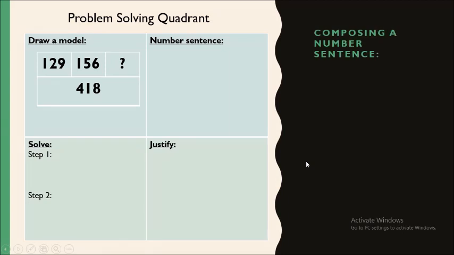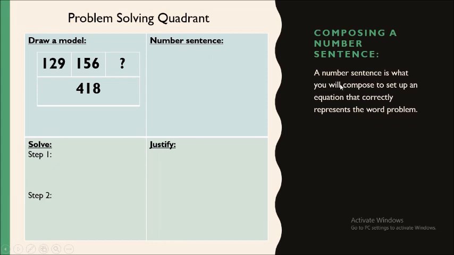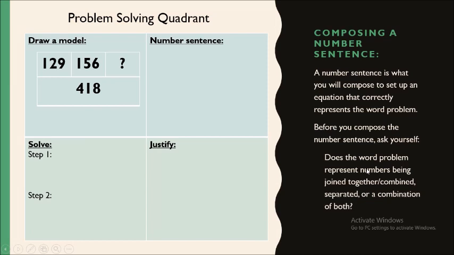Next, we are going to be composing a number sentence. A number sentence is what you will compose to set up an equation that correctly represents the word problem. Before you compose the number sentence, ask yourself, does the word problem represent numbers being joined together, combined, separated, or a combination of both? We're going to be using 129 plus 156 plus blank equals 418 for this number sentence.